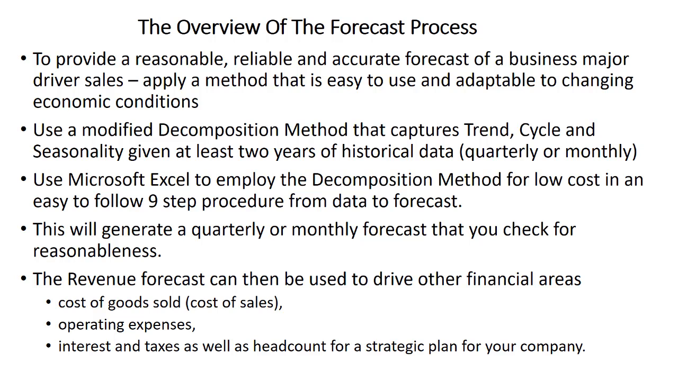What we're going to do is look at the process itself, and we're going to use a method called decomposition. It's in the second bullet up here, and it captures trend, cycle and seasonality. And you need at least 2 years of historical data, quarterly or monthly. If you can go back further than that, it's even better, because it strengthens the calculation of the growth trend and cycle and seasonal effects.